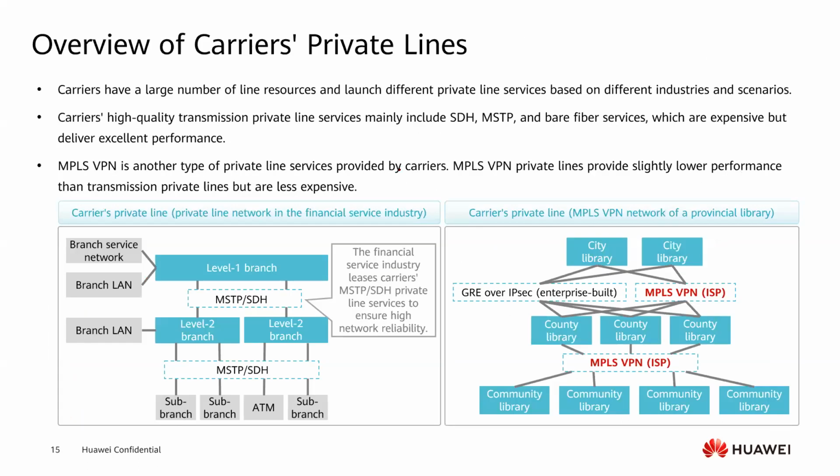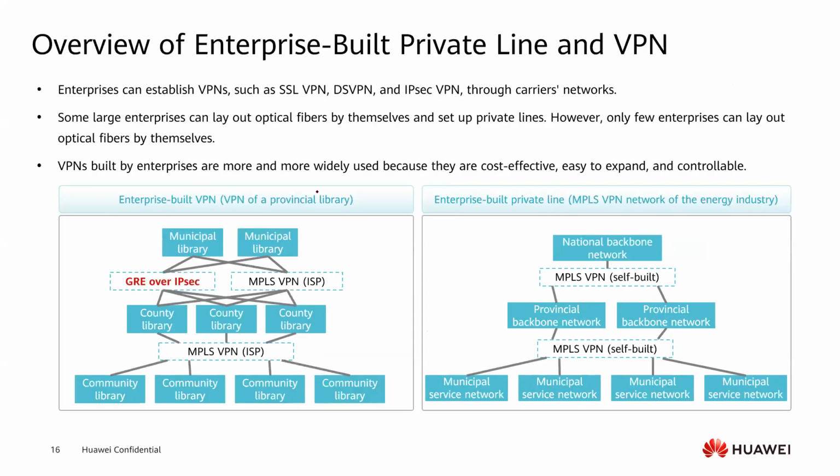Okay, a little bit of overview. This we actually already talked about. This is for transmission. This is for the MPLS. This is the enterprise-built private line. This means that, as we said before, some companies have the authority to create their own private network.